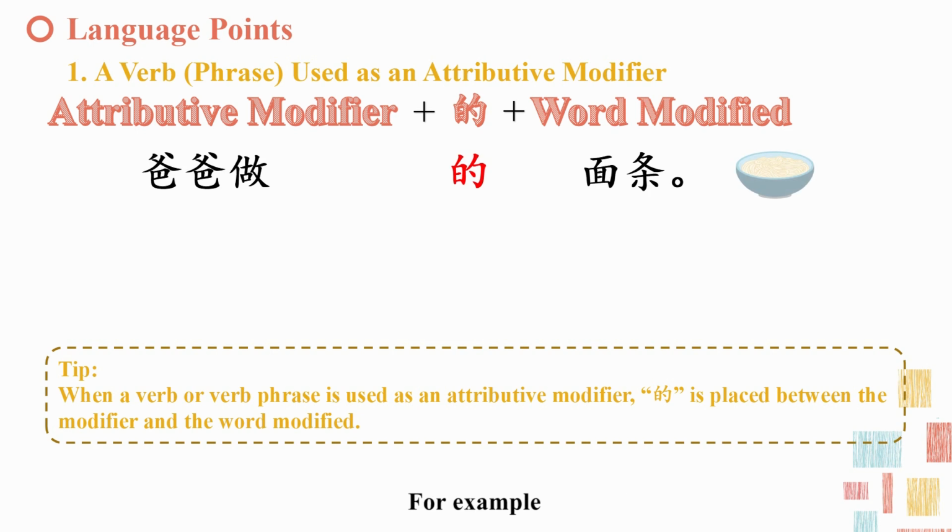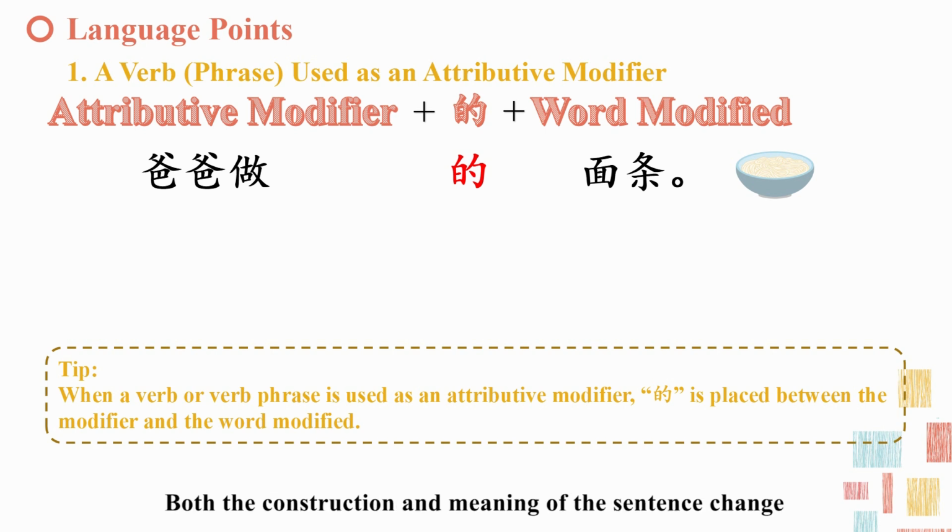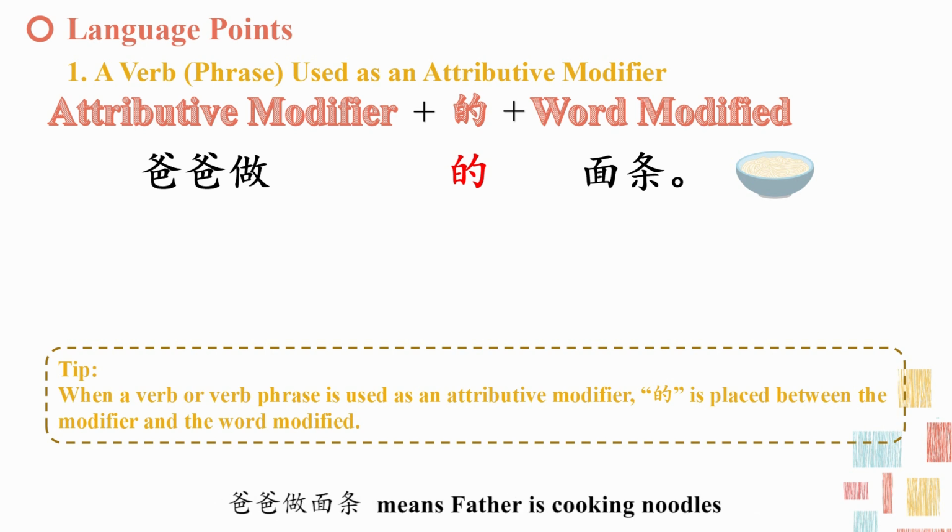For example, 爸爸做的面条 The noodles that are cooked by father. In this sentence, 爸爸做的 is the attributive modifier of 面条, indicating that the noodles were made by father. If 的 is omitted, 面条 becomes the object of 做, and both the construction and meaning of the sentence change. 爸爸做面条 means father is cooking noodles.